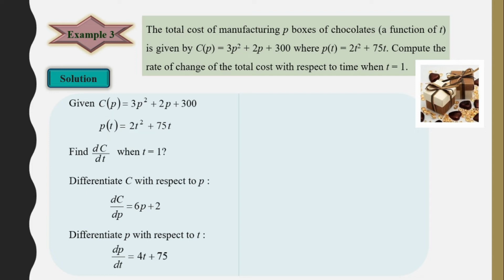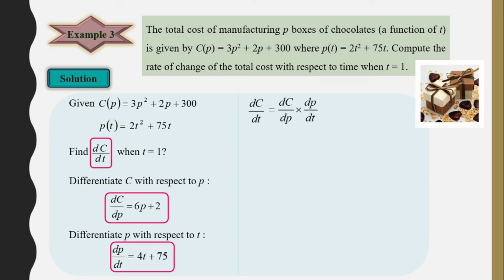So now we apply the chain rule to relate dC/dt with dC/dp and dp/dt. Then it becomes dC/dt equal to dC/dp times dp/dt. Now we substitute the dC/dp and the dp/dt into dC/dt and get dC/dt equal to (6p plus 2) times (4t plus 75), and let it be equation 1.